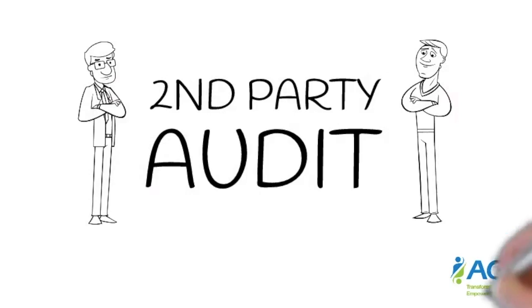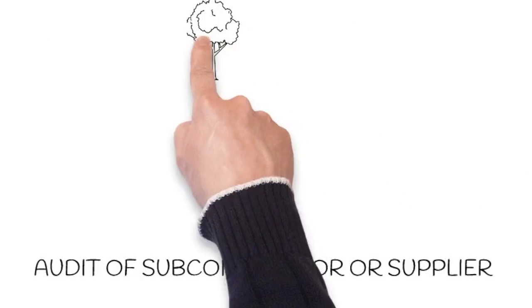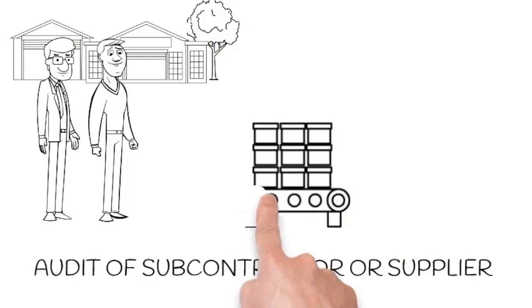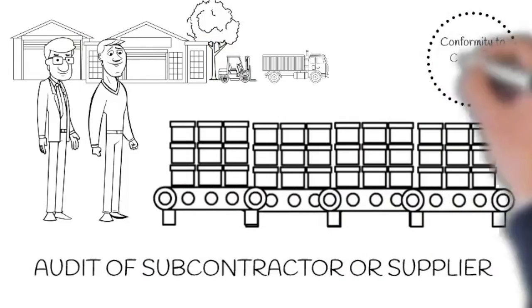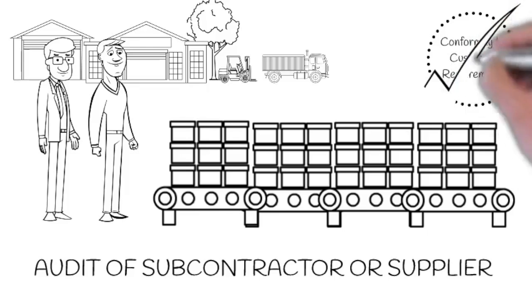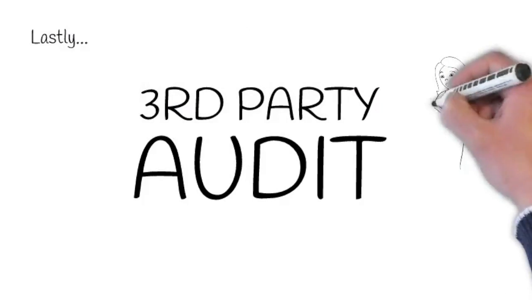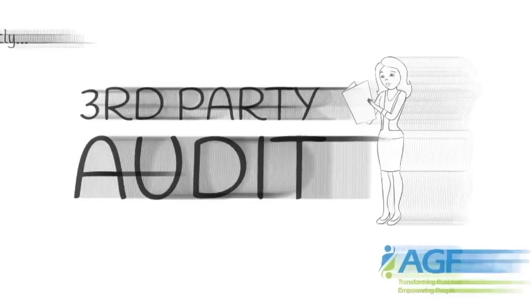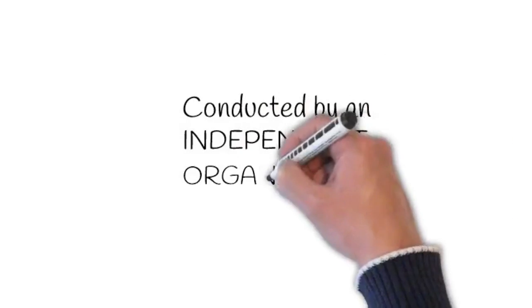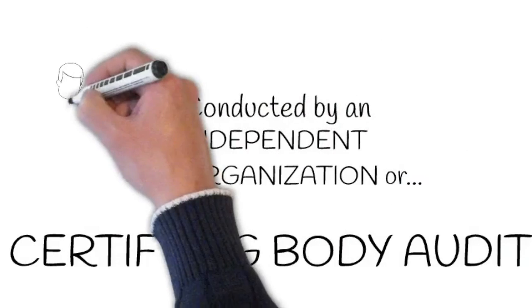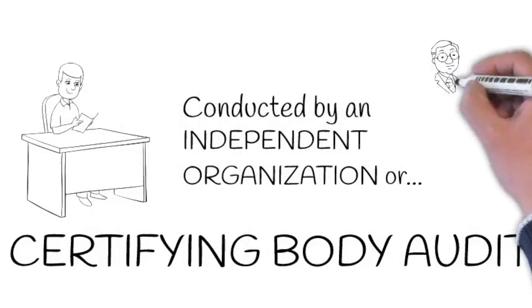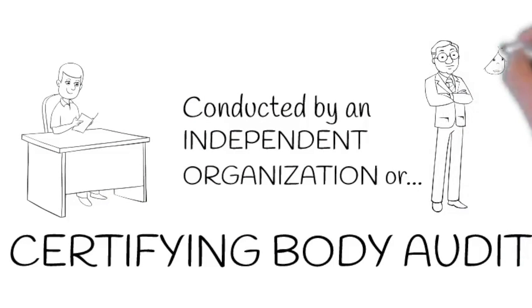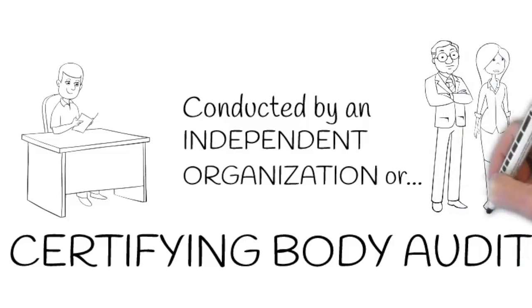The second, second party audit, is an audit conducted by an employee of a company on their subcontractor, supplier, or mother company to check the conformance to customer requirements. And lastly, the third, third party audit. It is conducted by an independent organization or person hired by the company to check conformity to a specific standard, usually referring to the external independent audit or certifying body.